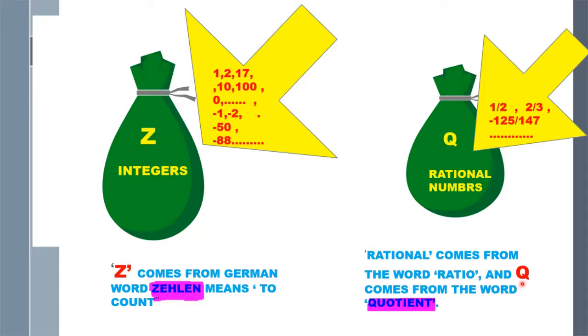Why the symbol Q? The Q symbol has come from the word quotient. What does rational mean? The word rational has come from the word ratio. Ratio plus null, rational. So here you can see negative integers also in the numerator. They are in the fractional form. This cluster of such fractions, with positive integers in both numerator and denominator as well as negative integers in the numerator, is called rational numbers.